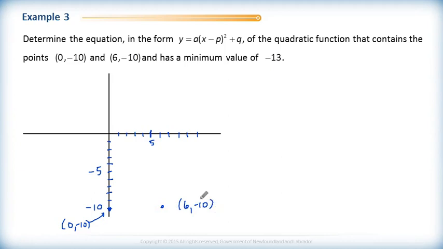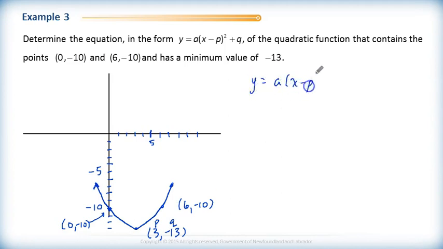We're told the parabola has a minimum value of -13. Now, these 2 points that we were given, (0, -10) and (6, -10), are at the same level. So our vertex must be halfway between those 2 points. Halfway between 0 and 6 is 3. So we're at 3, and the minimum value is -13. So we now have our vertex, the p value and the q value. And I can even roughly sketch in my parabola if so desired.